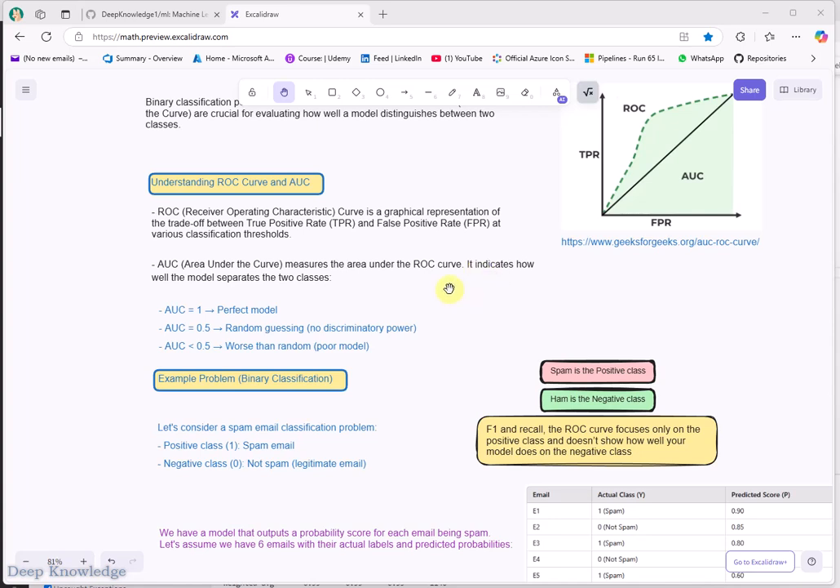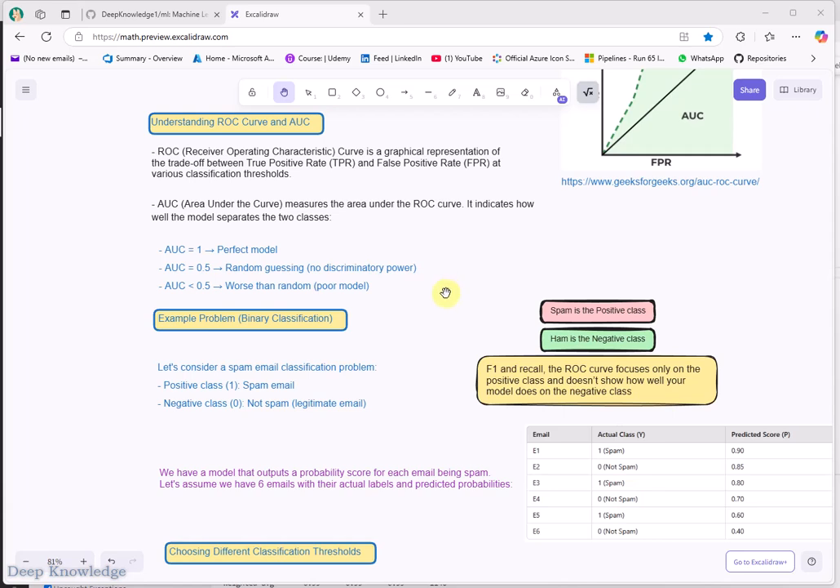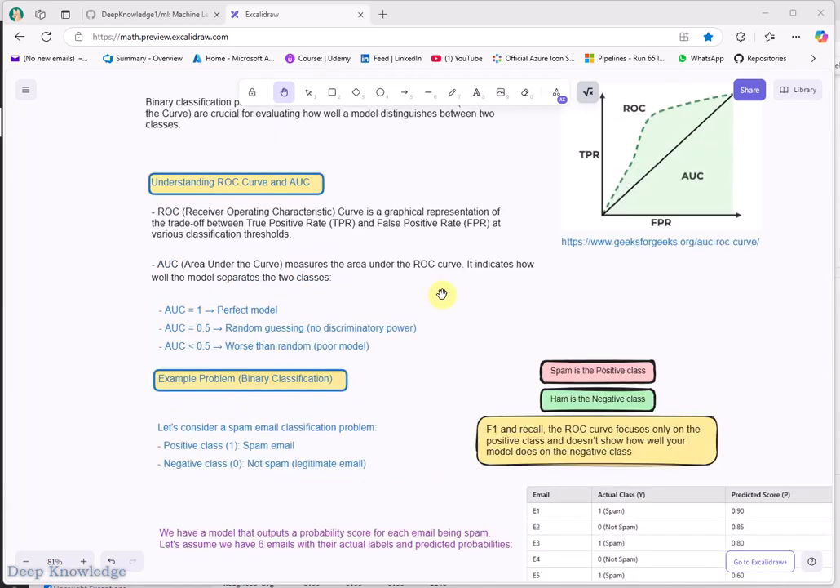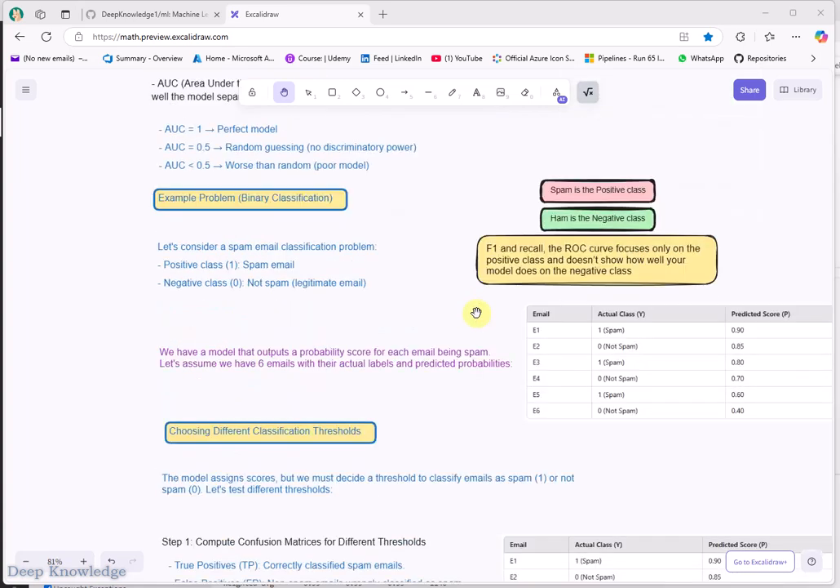Many people think accuracy is enough to measure model performance, but this is not always true, especially when you're dealing with fraud detection, medical diagnosis, or spam filtering, and when you have an imbalanced dataset. So in this video, I will try to break it down in a super simple way, with real examples and visualizations. And I'm quite sure that you will never be confused about ROC and AUC again.